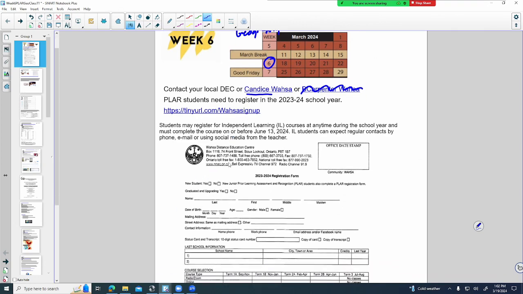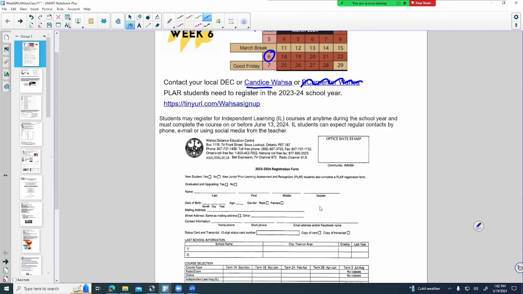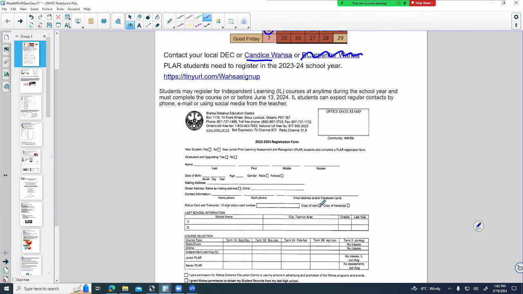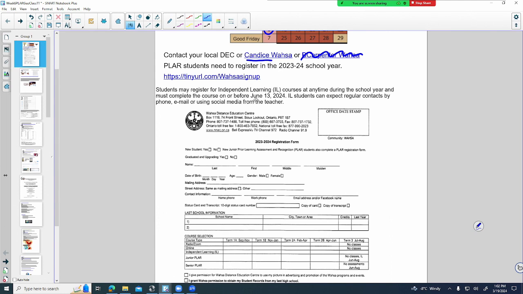You can also use a hard copy. Here is what we have for a hard copy application form. It's right here on the slide. You can register for independent learning or IL courses at any time during the school year, but you have to complete that course on or before June 13th, 2024. So if you apply now, you have to have it completed by June 13th, 2024. And you can expect regular contact by phone, email, or social media from the teacher.